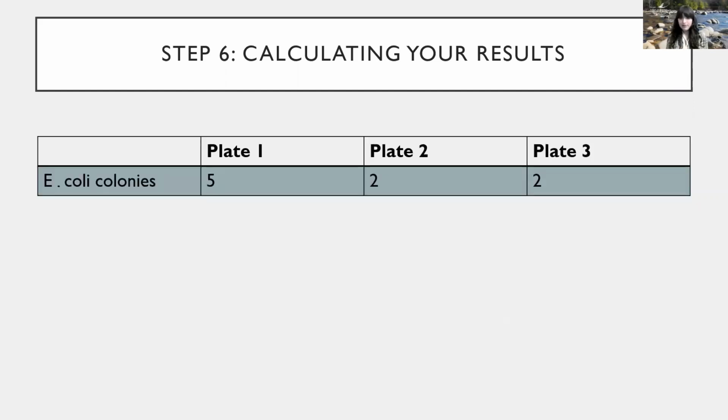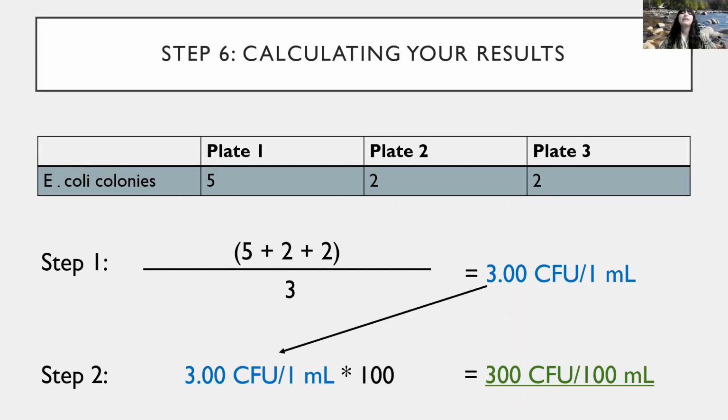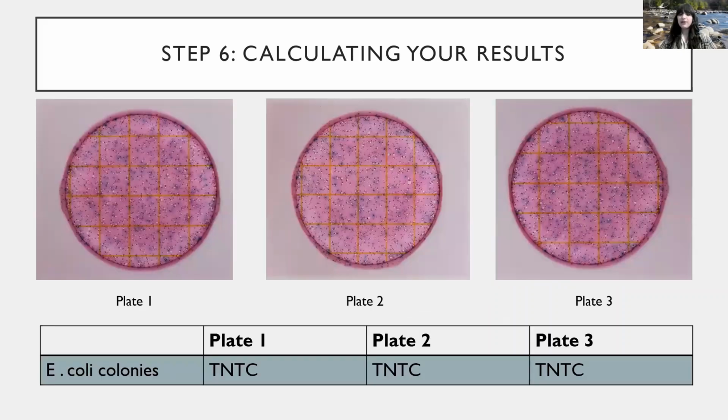So let's try it with our numbers now. We're going to take the average of the plates, 5 plus 2 plus 2 is 9, divided by 3, you're going to get 3 CFUs per 1 milliliter, but we need that to be in CFUs per 100 milliliters. So multiply that by 100, we get 300 CFUs per 100 milliliters as our final result.